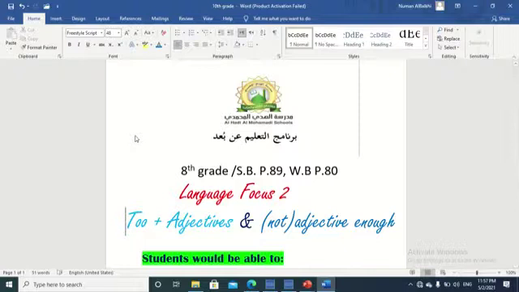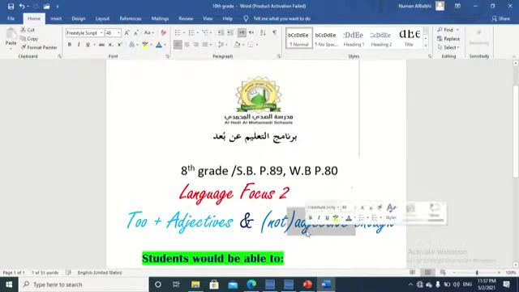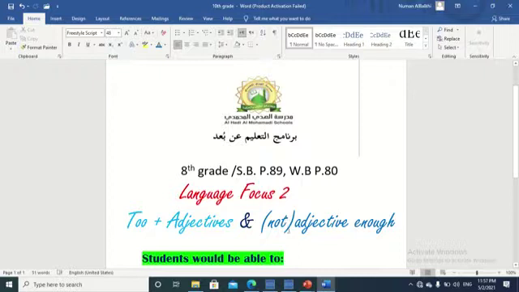Here we are again. We are still in Unit 8, Student Book page 89, Workbook page 80. Of course, this is Language Focus 2. Today we will talk about two structures. This is the first one, too plus adjective, and the second one is not plus adjective and enough. Of course, you can use not or without not, so the adjective plus enough.